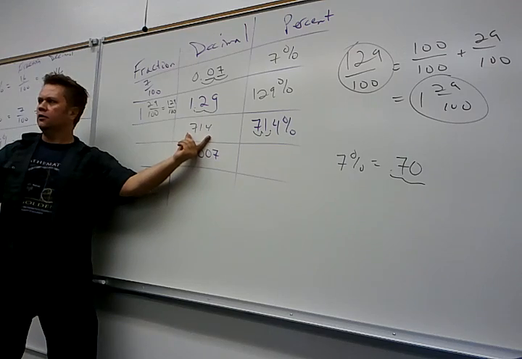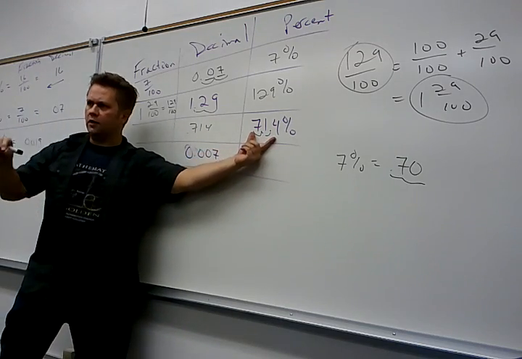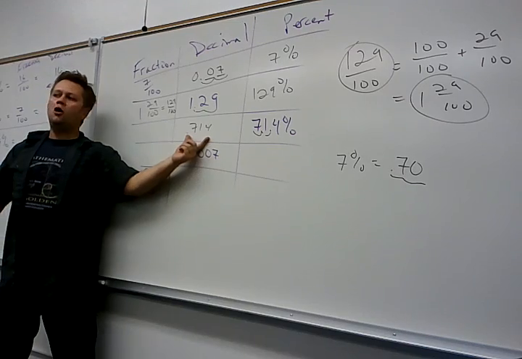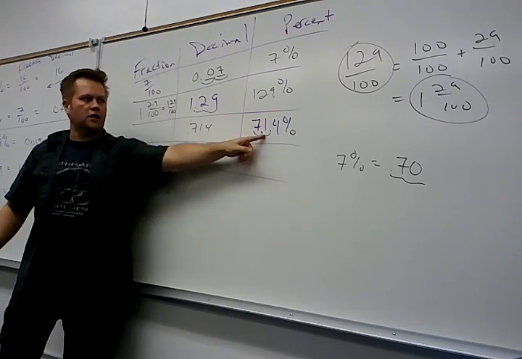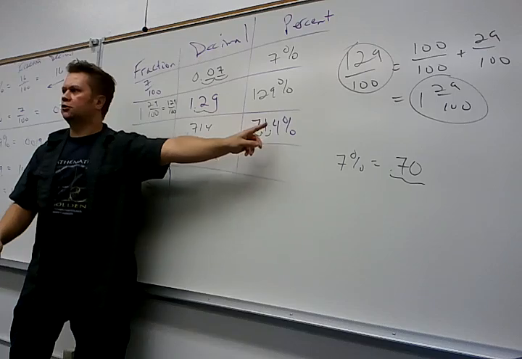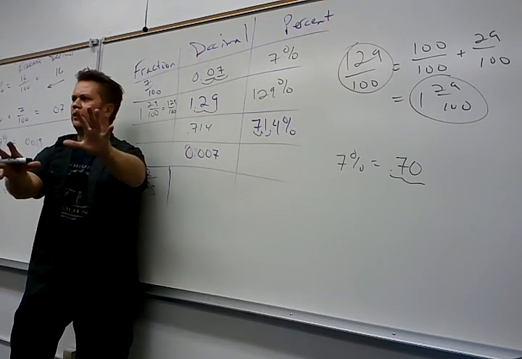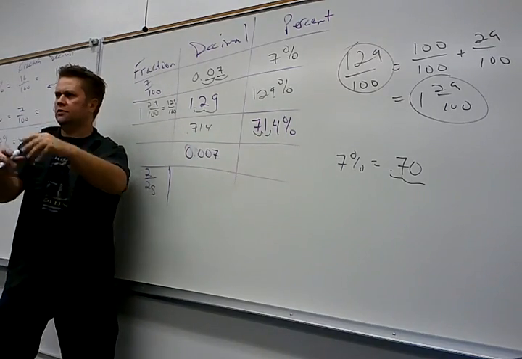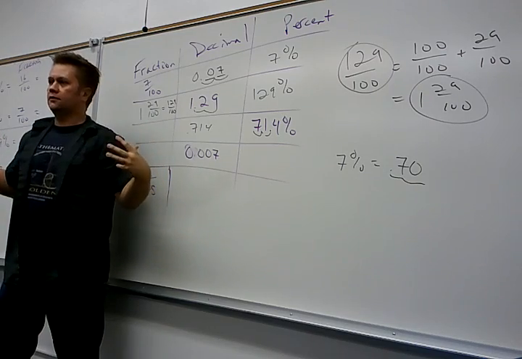Do you see what I mean? The percentage number is always bigger than the decimal number. Always. Because the percentage number doesn't actually do the division by 100. As a symbol, that means divide by 100. It doesn't actually do it. So it's always going to be bigger. It hasn't been divided by 100 yet.